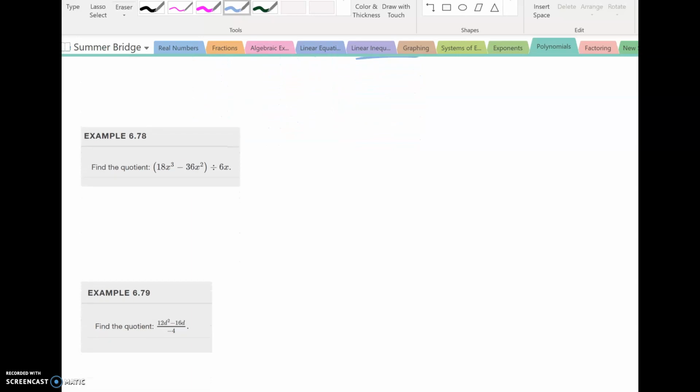Now here it's saying we have 18x cubed minus 36x squared, and that whole quantity is being divided by 6x. So what does that actually mean? If we were to write this as a fraction, we would say 18x cubed minus 36x squared, all of that is being divided by 6x. But as we just talked about, we can take each of those individual terms in the numerator and rewrite them as two separate fractions, both of which are being divided by 6x.